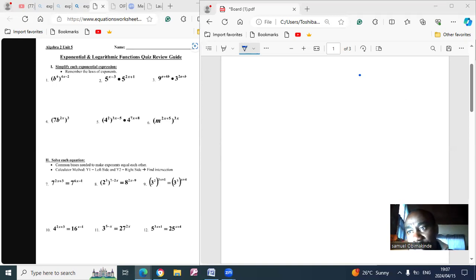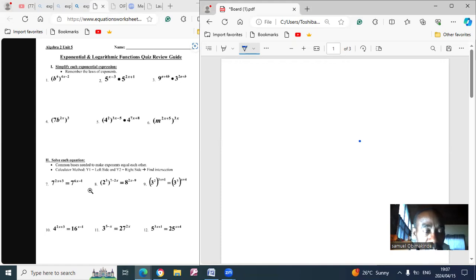Previously, we have looked at some examples of exponential equations. So this will be a continuation of what we've done before. I will work all these examples for you, then I will leave you with some examples to do as well.